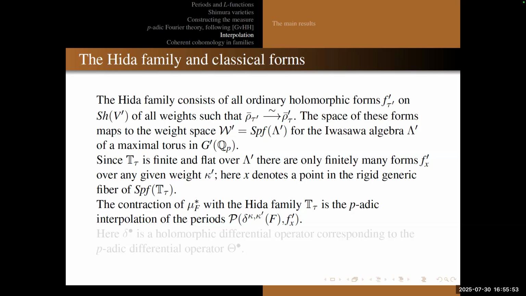So to go back, what we do is we apply a non-holomorphic differential operator to our F, which is now a capital F, and then we integrate it against an F' indexed by X, which is a point in the Hida family. And if it's a classical point, then we get an actual integral. But if it's not, we can still do a p-adic pairing, and that gives you the p-adic interpolation of the periods. Okay.